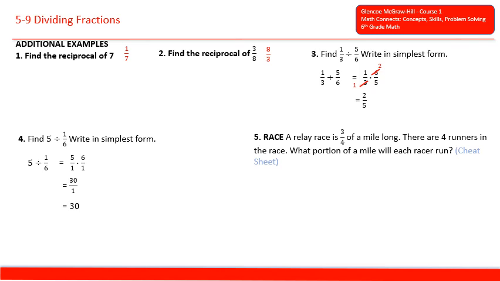A relay race is 3/4 of a mile long. There are 4 runners in the race. What portion of a mile will each racer run? 3/4 divided by 4. So we can rewrite it as 3/4 divided by 4/1. And then if we're going to solve it, we would multiply 3/4 by the reciprocal of 4, which is 1/4. And we get 3/4 times 1/4. And if we multiply across, 3 times 1 is 3. And 4 times 4 is 16. So each runner ran 3/16 of a mile.